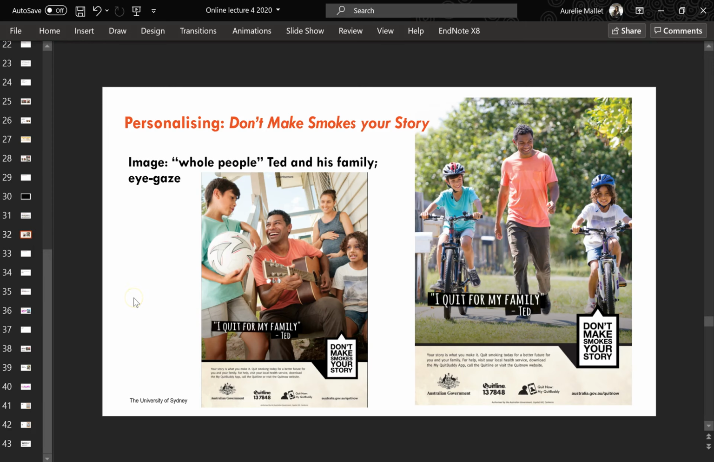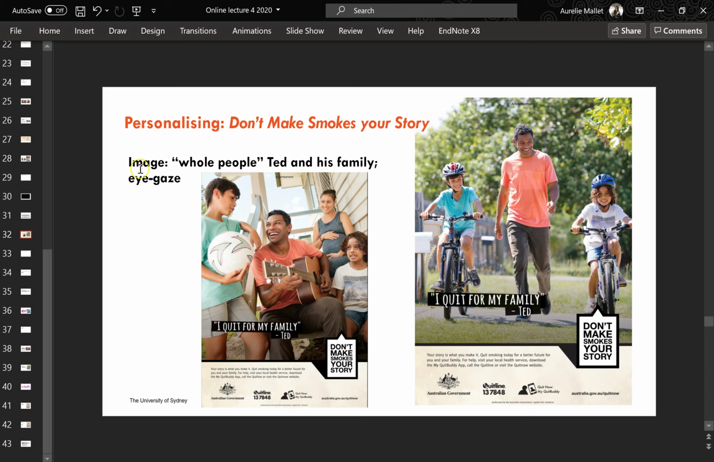So what about image? How is personalizing realized in the images? If we look at the TV ad and those two posters here, it's focusing on people as a whole. We see Ted with his family. Ted is in a lot of different social contexts. Here he's playing guitar with his family, here he's writing about his kids. So it's focusing on individuals, showing individuals in various social contexts.